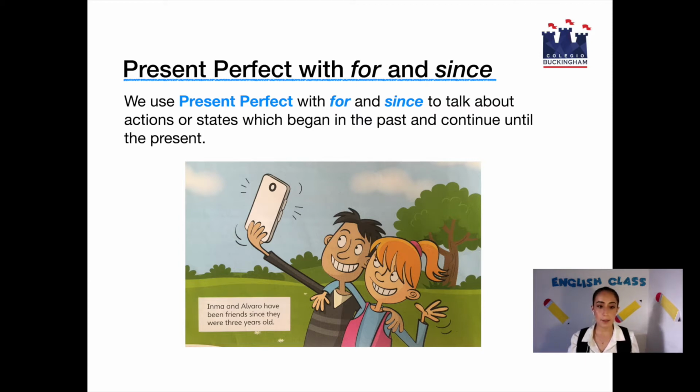Inma and Alvaro have been friends since they were 3 years old. They are no longer 3 years old. Maybe they are in their 11s. So, since they were 3 years old, they have been friends. Okay?